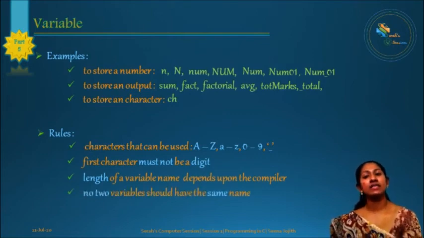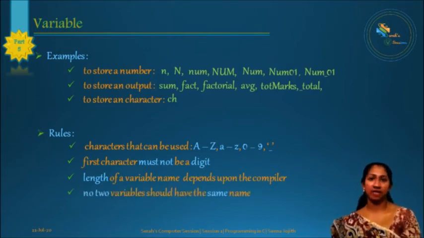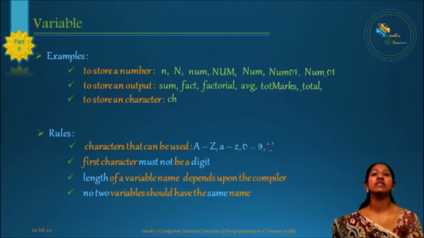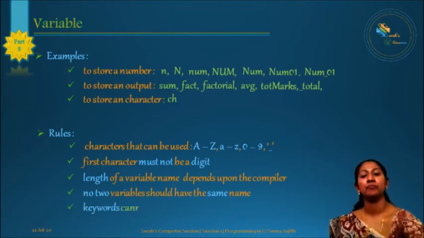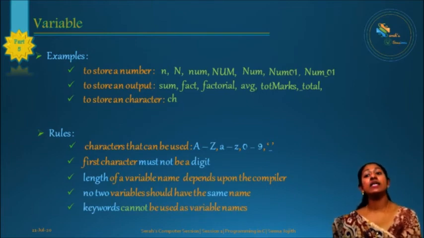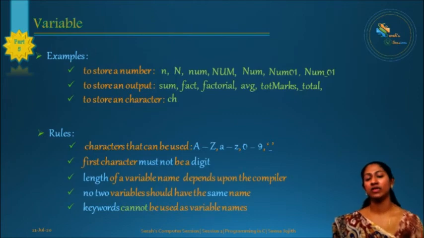Now the next thing is, no two variables should have the same name. In one program there should not be multiple variables with the same name. It cannot be executed by the compiler. Okay. Now the next thing is keywords cannot be used as variable names. So what is keywords? Let's see what keywords are.